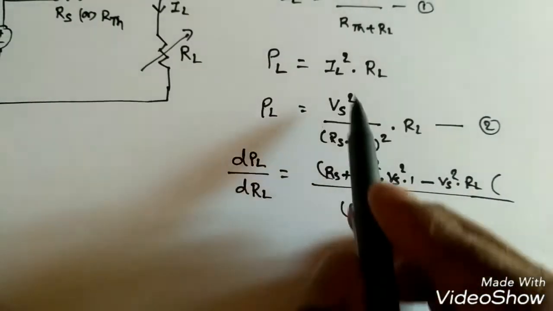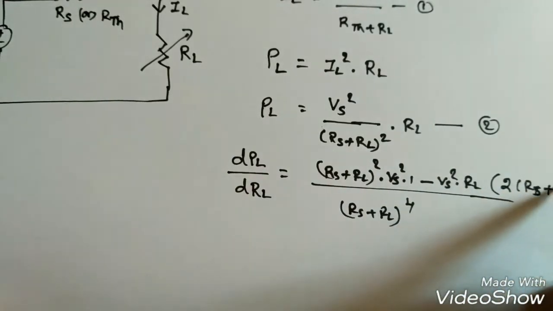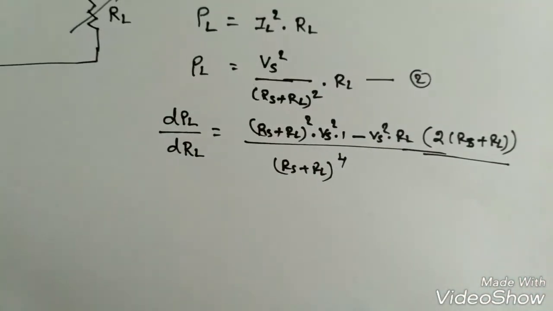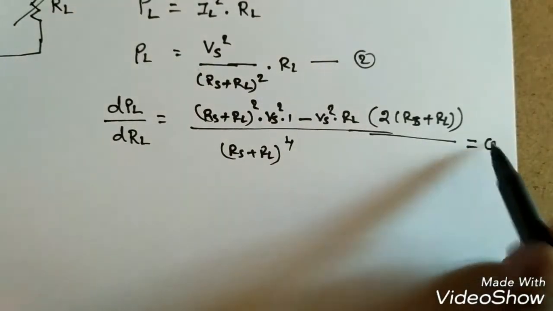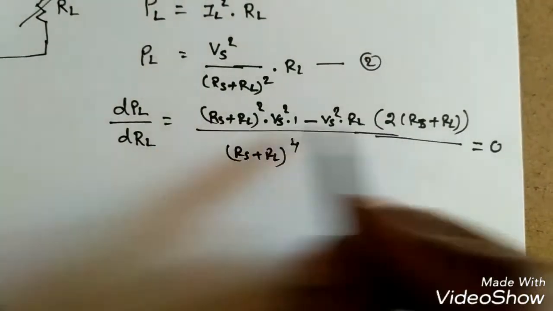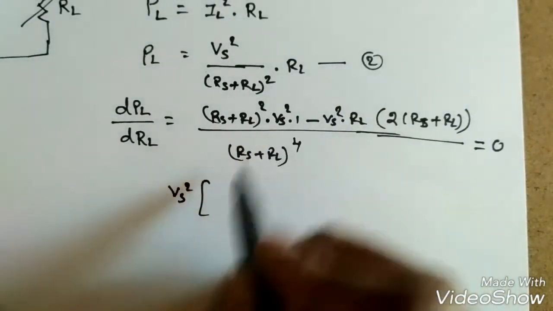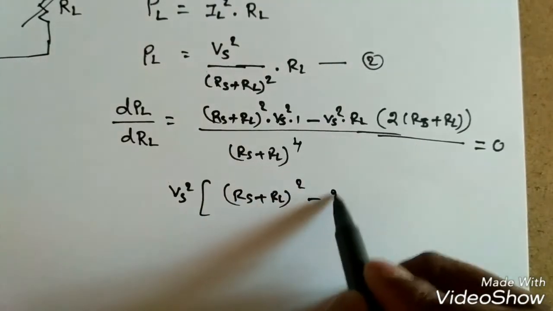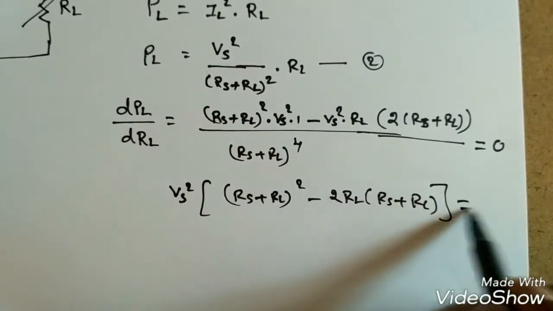If I differentiate this square term, I will get 2 times (RS plus RL). Now to find the maximum power value, we need to equate this term to 0. If I take Vs square common, here I'll get (RS plus RL) whole square minus 2RL into (RS plus RL) is equal to 0.